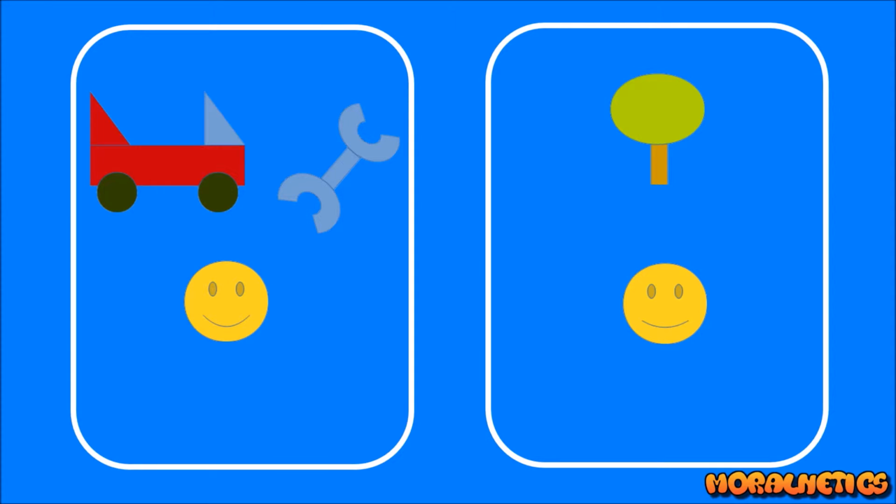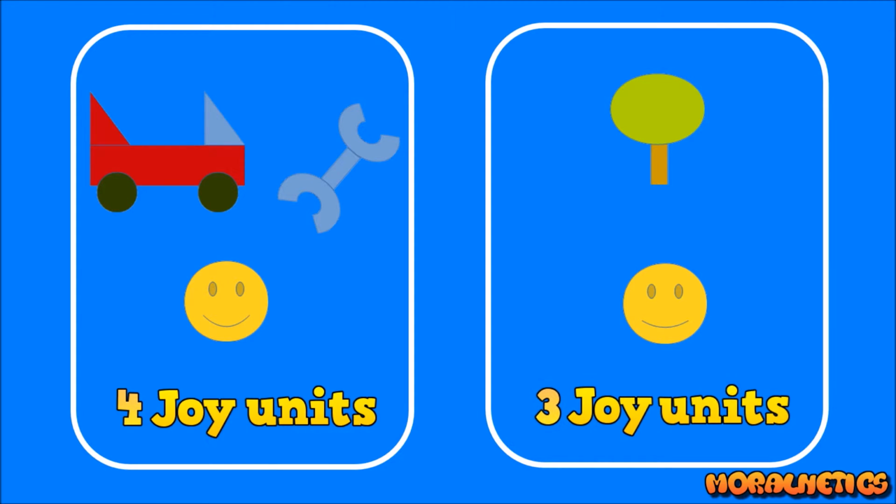We compare the amount of joy and suffering units produced by each scenario. In this case, giving the being a car and a wrench will give the being 4 joy units, whereas giving him a tree will give the being 3 joy units. In this case, giving the being a car and a wrench produces more joy than giving him a tree. We will now expand our example to include time.